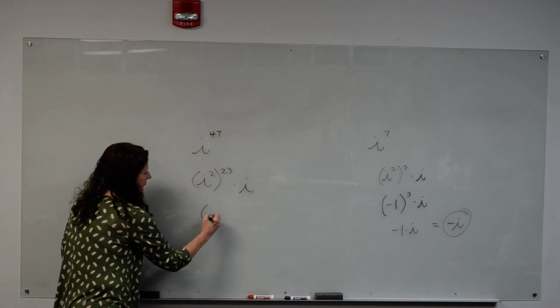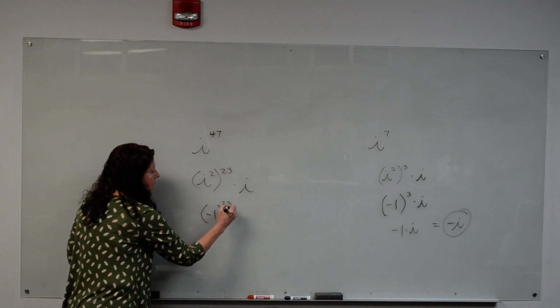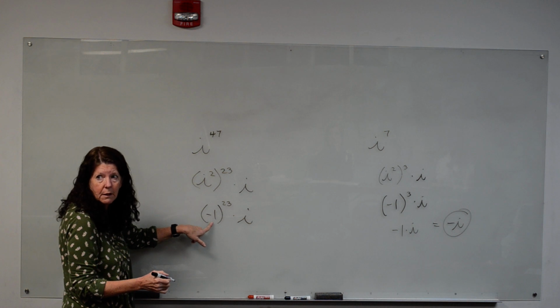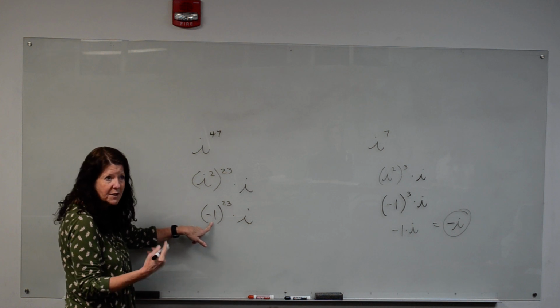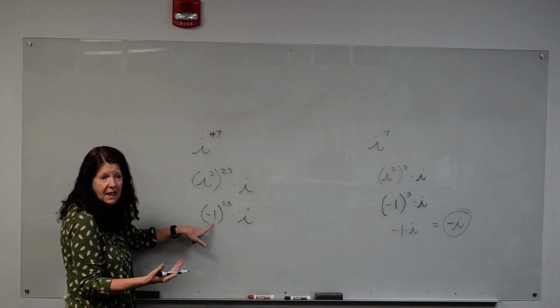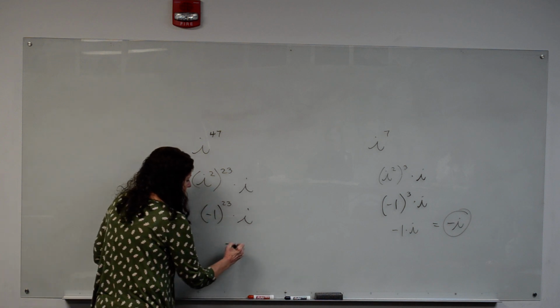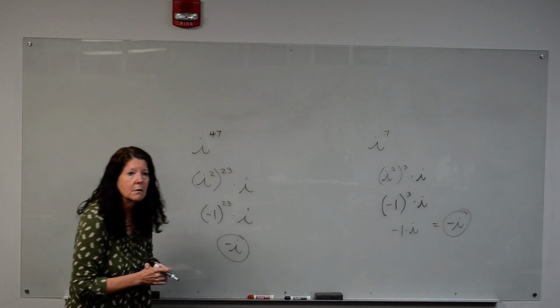Now, then I have a negative 1 raised to an odd power. So that's going to stay a negative 1, right? Do y'all understand that if it's an odd power, it keeps the negative? If it's an even power, it gets rid of it? Okay, so I have negative 1 times i. So I have a negative i.